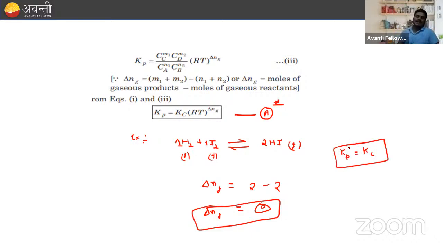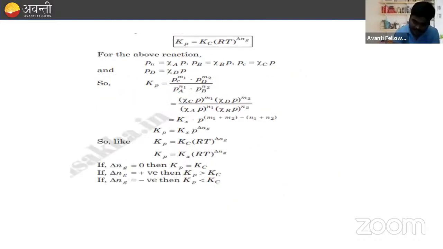In any question, first of all, you have to calculate delta Ng and understand what its value is. If delta Ng is 1, then obviously Kp is greater than Kc because Kp is something into Kc. And if delta Ng is equal to 0, then Kp is equal to Kc. Okay, so this is the important relation.